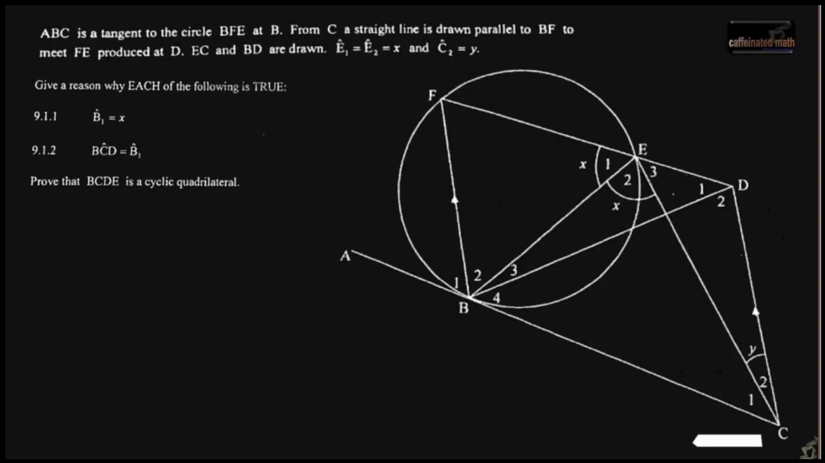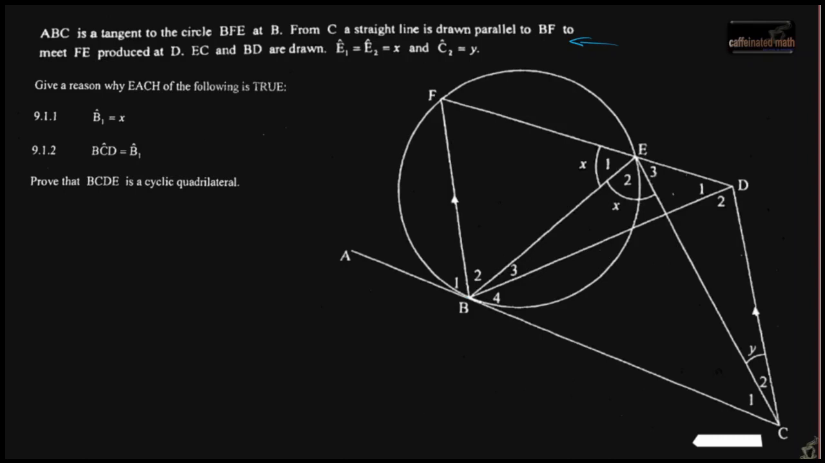We are. Let's follow the same strategy. Again, it's about getting our diagram to be as useful as possible from the information that gets given to us initially. So over here we're told that ABC is a tangent to the circle at B. Right over there. So let's start thinking about our tangent theorems. Okay, and then from C a straight line is drawn parallel to BF.